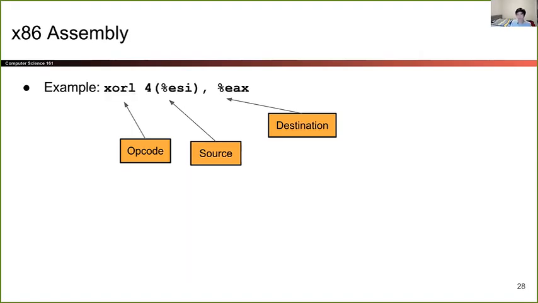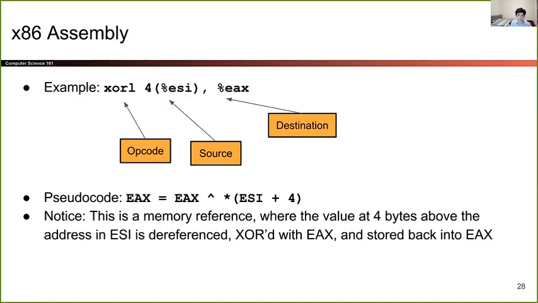All right, I have another example here. We have the XOR instruction. Again, this is operating on 32-bit numbers. In this case, we are referencing 4 bytes above the address stored in ESI. So ESI contains an address. We're going 4 bytes above that, and that's our first operand. So we're actually going to access memory 4 bytes above the pointer stored in ESI, and we're going to XOR that value from memory with EAX. So the pseudocode here is EAX equals EAX XORed with the result of dereferencing ESI plus 4. Note this is a memory reference. This is not like most things that you have seen in RISC-V.